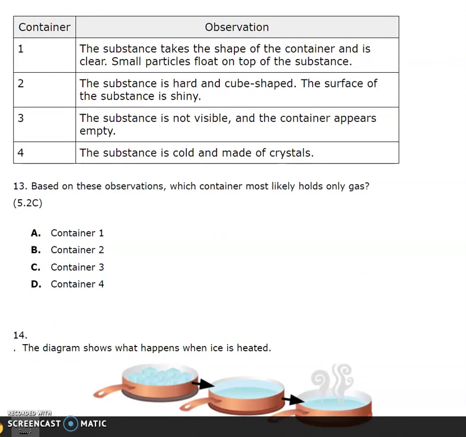Number 13. Container 1: the substance takes the shape of the container and is clear. Small particles float on top of the surface. Container 2: the substance is hard and cube-shaped. The surface of the substance is shiny. Container 3: the substance is not visible and the container appears empty. And container 4: the substance is cold and made of crystals. Based on these observations, which container most likely holds only gas? Is it A. Container 1, B. Container 2, C. Container 3, or D. Container 4?